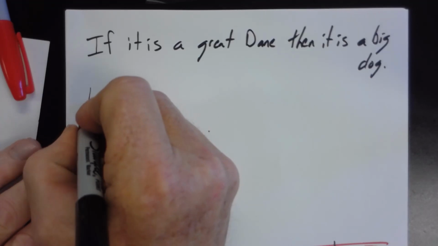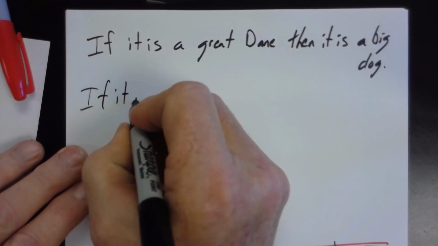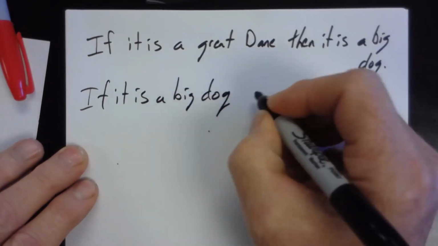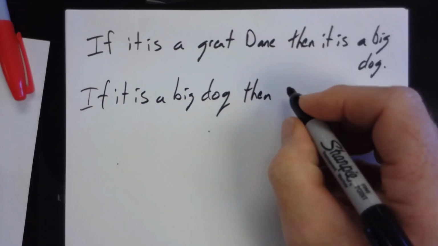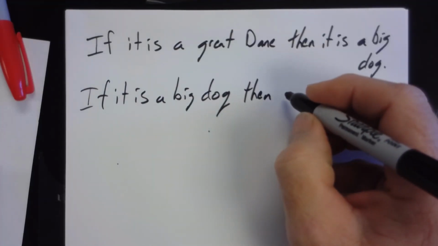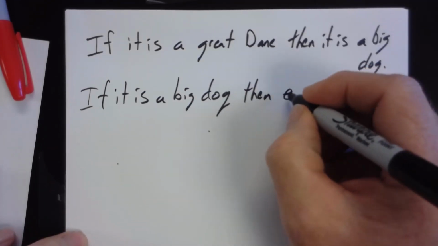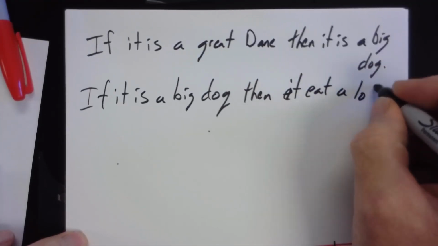Okay, the next one has to say, if what? Okay, it's a big dog. If it is a big dog, then what? Okay, good. Then it eats a lot.